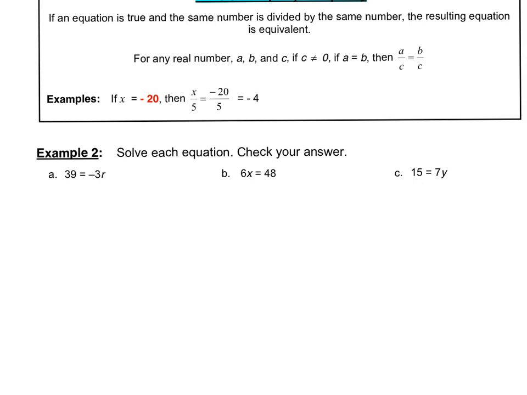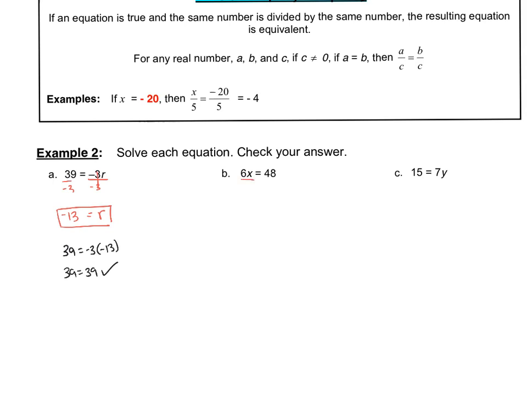Okay, division property. So I see my r has -3 being multiplied, so I'm going to divide by -3. r equals -13. Check your work. 39 equals -3 times -13. 39 equals positive 39, so that's correct.